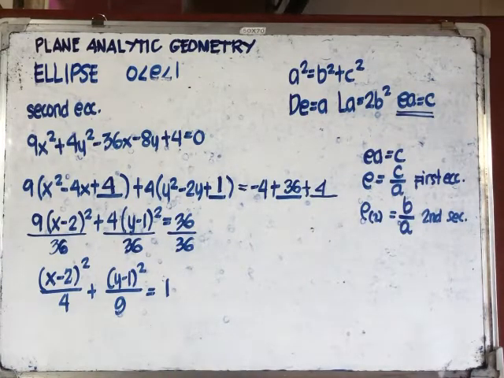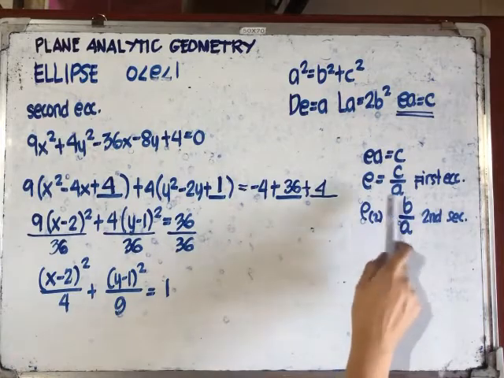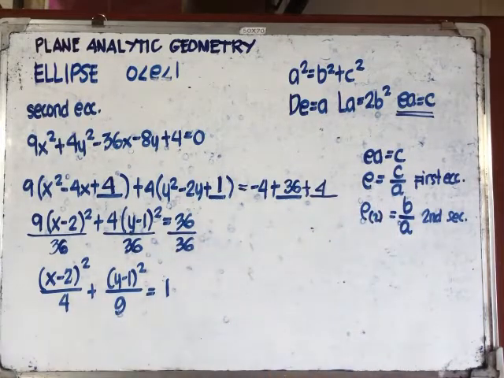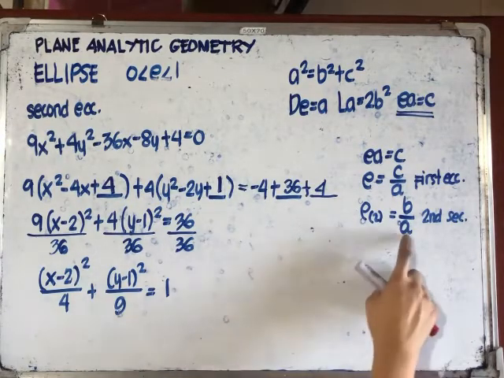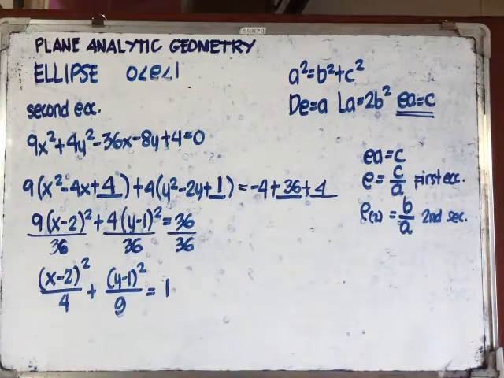Pag sinabi niyang eccentricity lang, it pertains to this first eccentricity. Pero kung nag-specify siya bigla that the problem would like to ask for the second eccentricity, then you will be using your B over A. Alright? So basically, we need to find the values of A, B, and C.